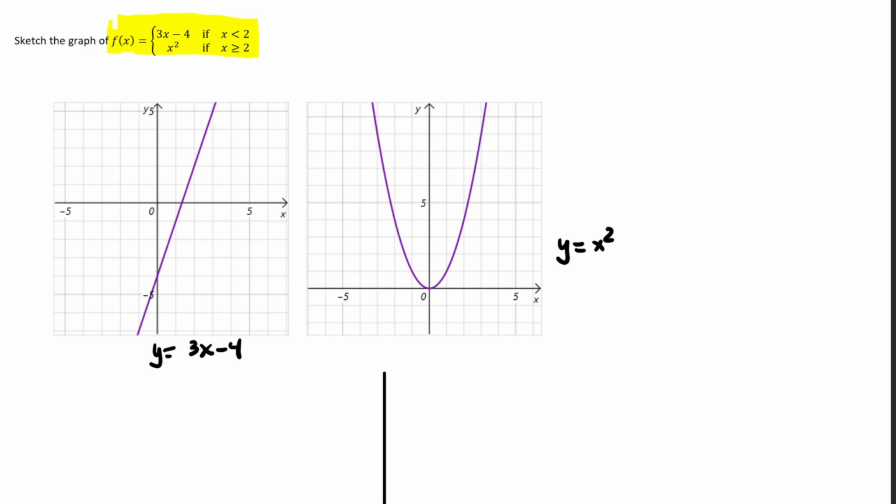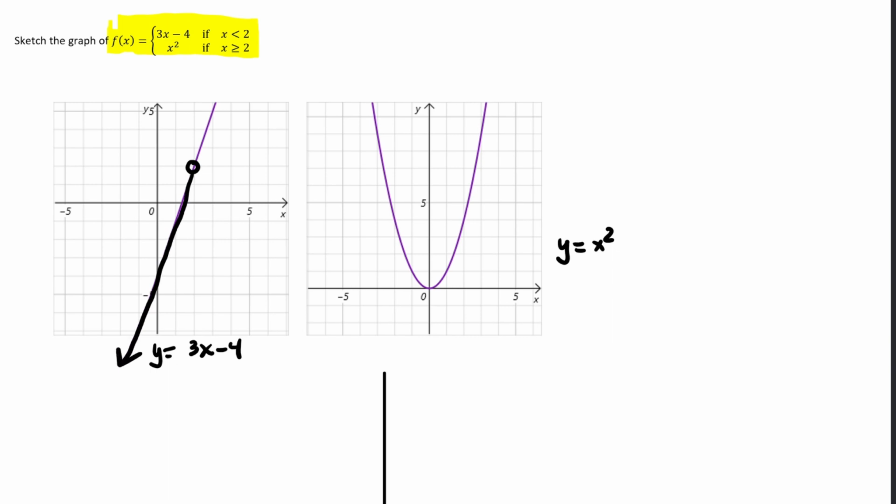So we're looking at y equals 3x minus 4, but only if x is less than 2. So I'm going to find the point where x is equal to 2, and that's right here. And you notice I'm going to put an open circle there because we're not including 2. So we want the piece where x is less than 2, which means we are going to only take this piece of the graph.